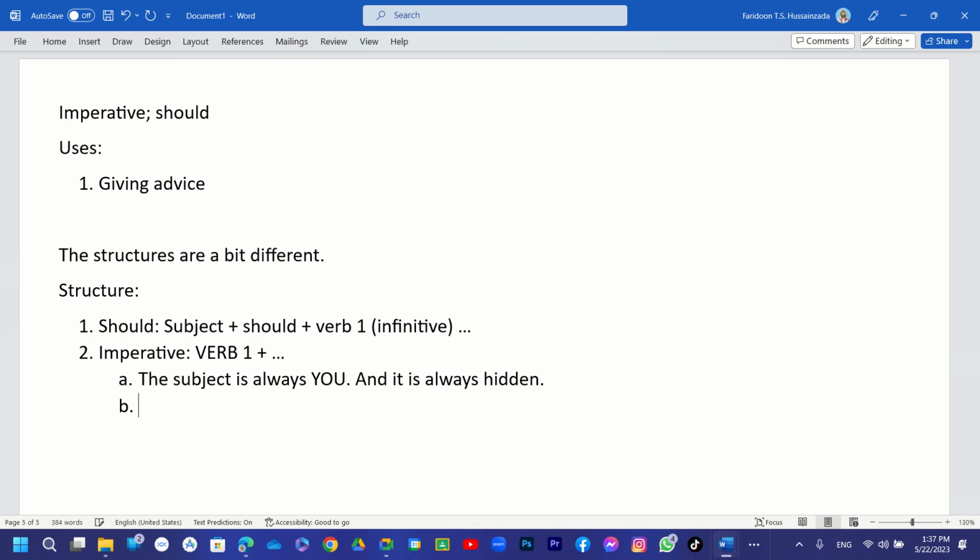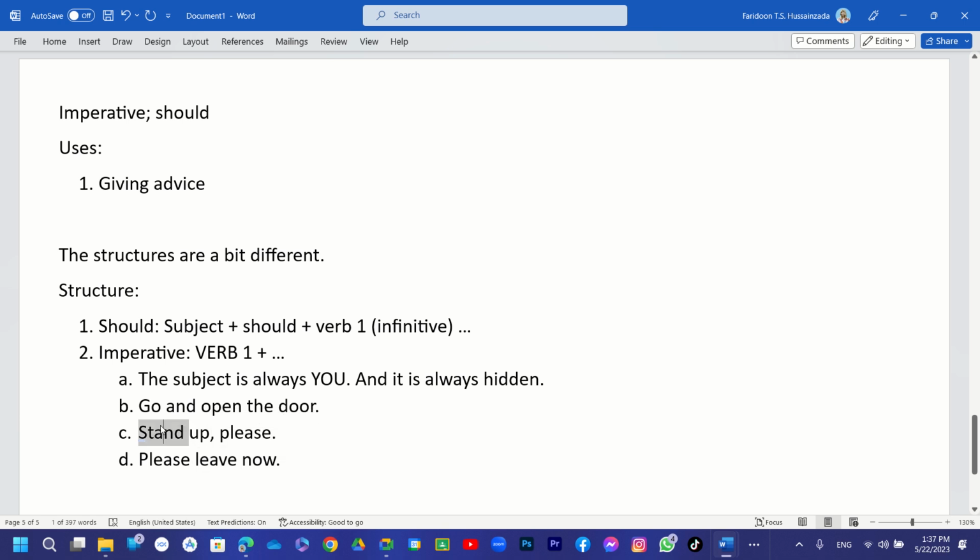So when you give an example, you can say, go and open the door. See, I used two verb 1s, one here and one here. I can also go with one of them. So, stand up, please. You can add the magic words like please even at the first, like please leave now. See, but the main focus is on the verbs.